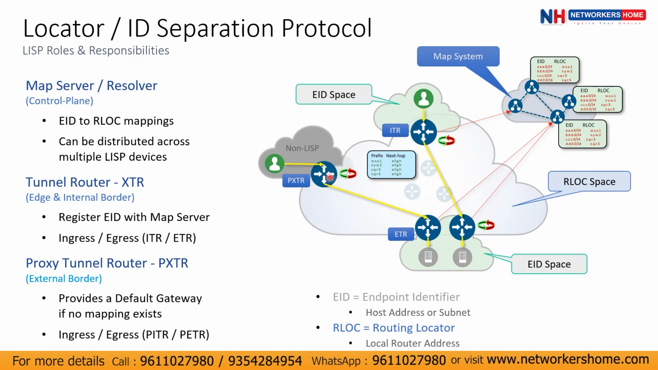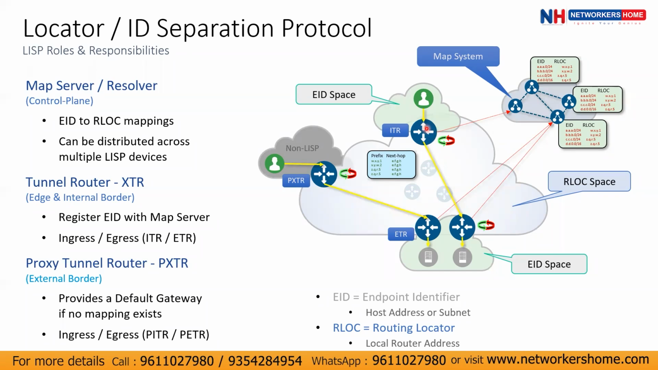Initially we discussed that the border has two flavors, internal or external, or one border serving both options, internal as well as external. Suppose a user wants to reach the internet, for example the Google route, 8.8.8.8. The mapping system, or control plane, does not have it in its host tracking database, so it will give the negative reply, and the negative reply comes to this ITR.